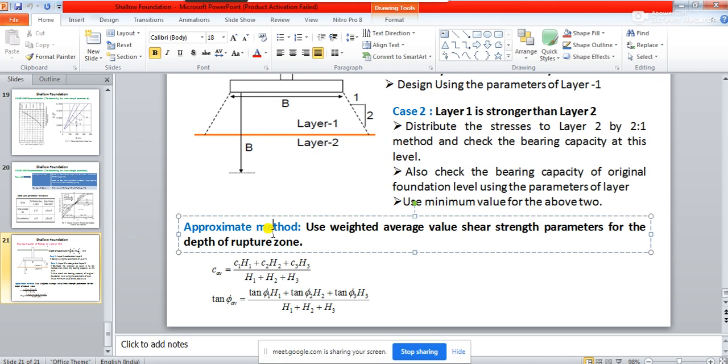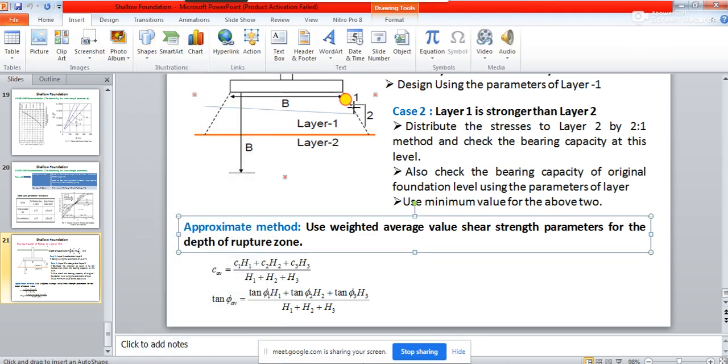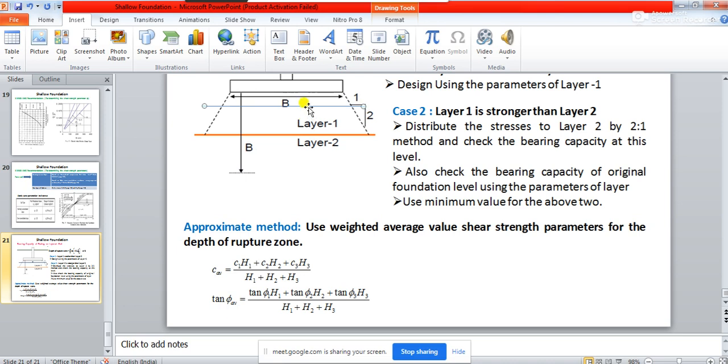Instead of case 1 and case 2, see, case 1 and case 2 are easy to use when there are two layers. But if there are multiple layers coming within this B only, let's say you have one layer over here, right? Then you have another layer over here. Then you have another layer over here.